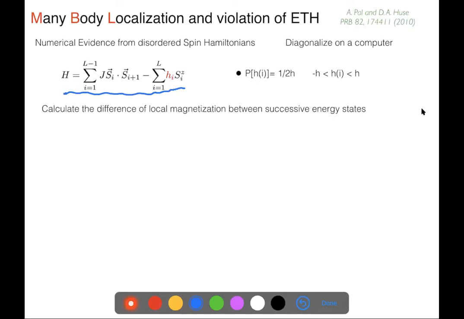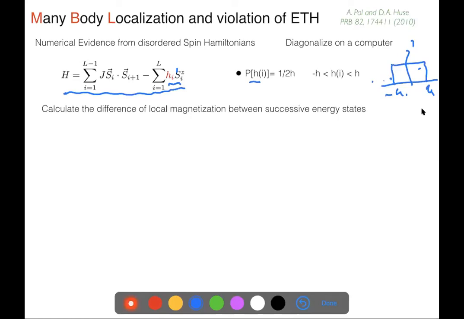But on top of it, they said each site has a random field h_i, which acts on S^z_i. They basically took this to be a uniform distribution between minus h and plus h. So if I keep on increasing h, I am basically increasing the variance of these random variables h_i. They are independent random variables and so on.